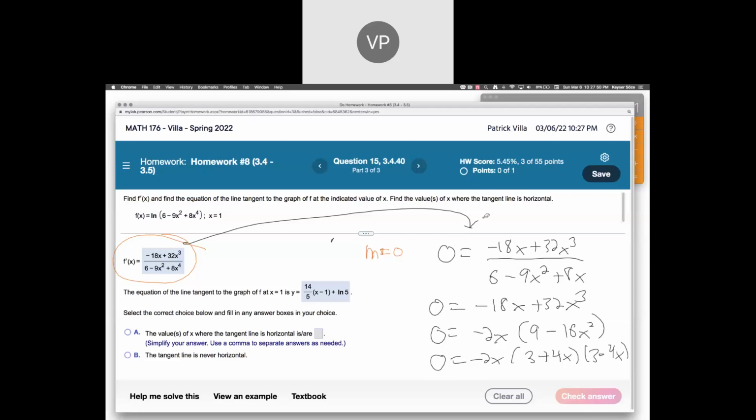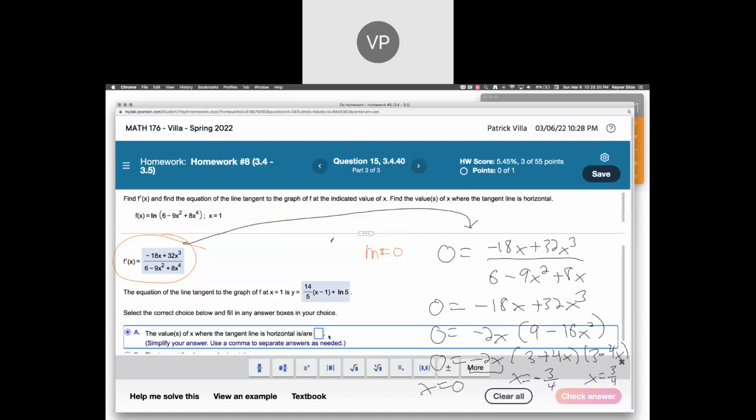So my solutions are right here. Set that equal to 0, we get x equals 0. Set the next parenthesis equal to 0, we get x equals negative 3/4. And set this one equal to 0, we get x equals positive 3/4. So the question they ask you is the value of x where the tangent line is horizontal. Now, I'm going to plug this in, and I'm going to have a little guess here.